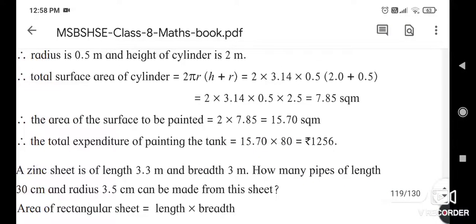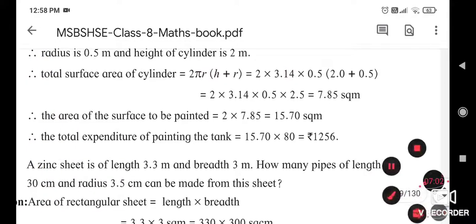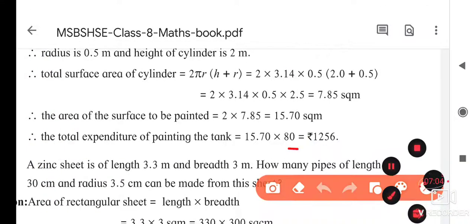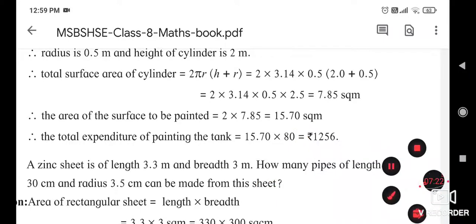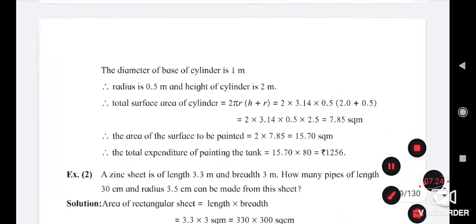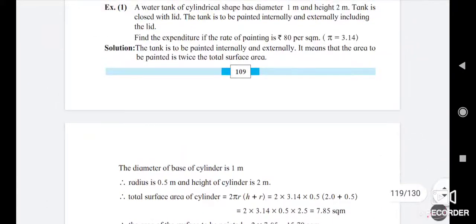And what is the rate of painting? That is 80 rupees per square meter. So whatever the inner and outer total surface area is, we have to multiply it with 80. We will get how much? 1256 is the total expenditure required for painting the tank. So in this way we have to solve these types of examples.